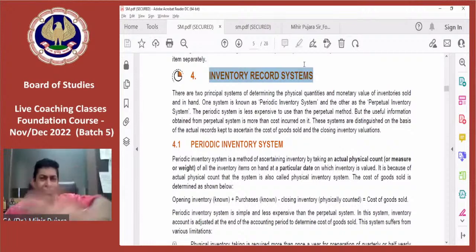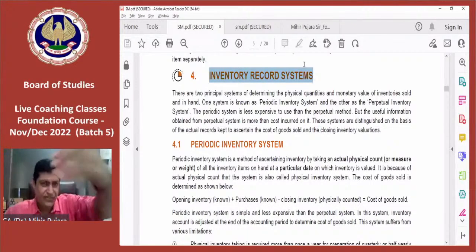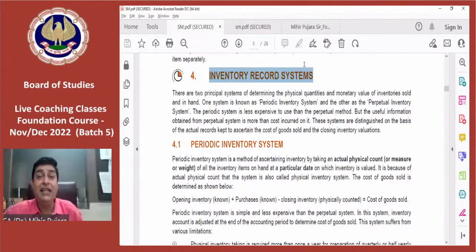But in today's world, it is not used at all. So this is risky because you are not maintaining any inventory record. So what is a perfect system? The perfect system is the perpetual inventory system.